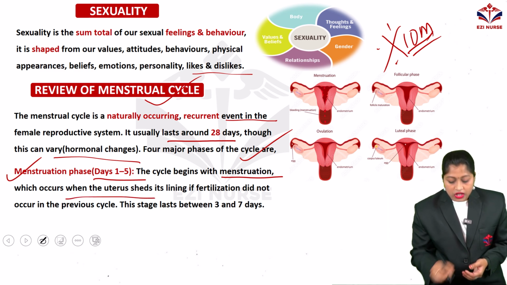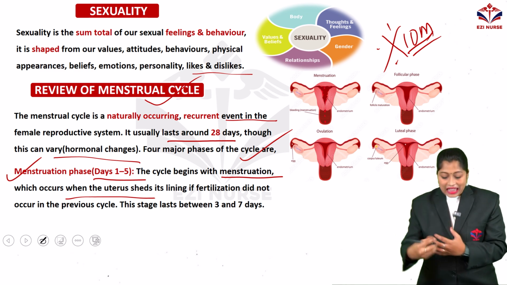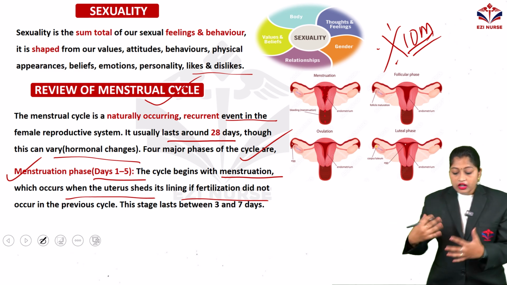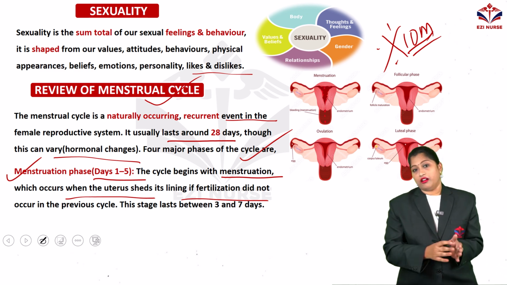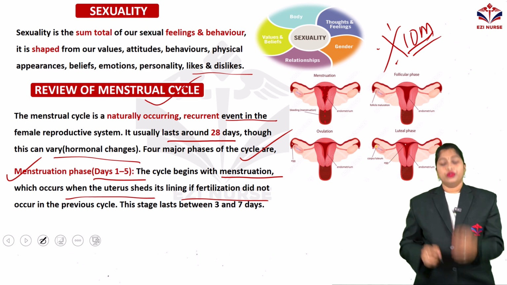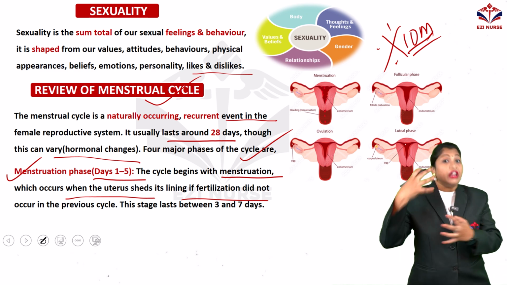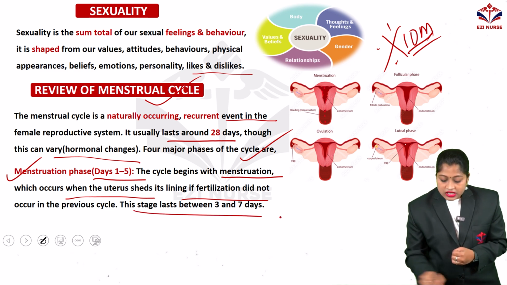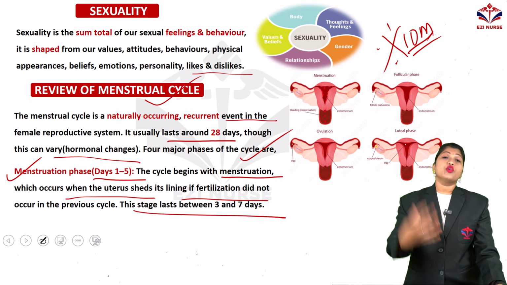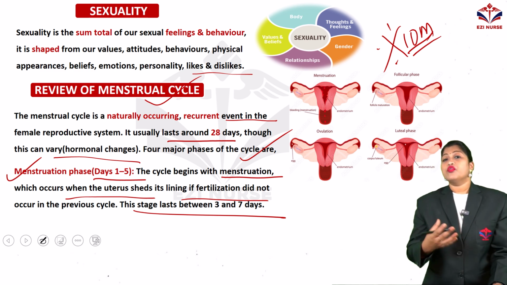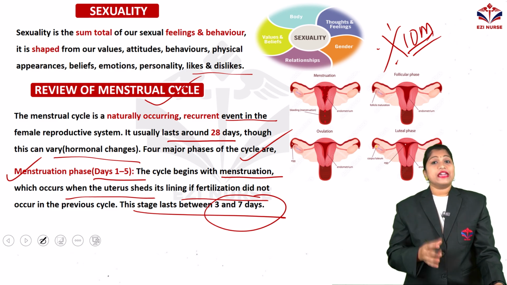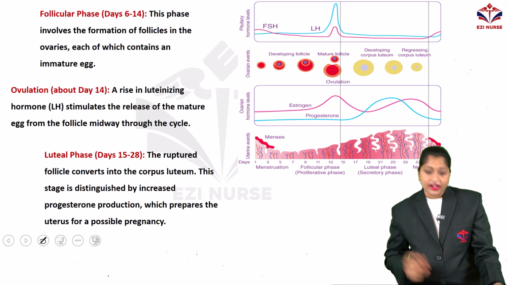This occurs when the uterus sheds off its lining if the fertilization does not occur. Here, if the fertilization has not occurred in our previous cycle, then there is shedding of the inner lining of the uterus. This stage lasts between 3 to 7 days. In a few women, it might be 3 days. In a few women, it might be 5 or 7 days. So on the whole, it might last for 3 to 7 days.